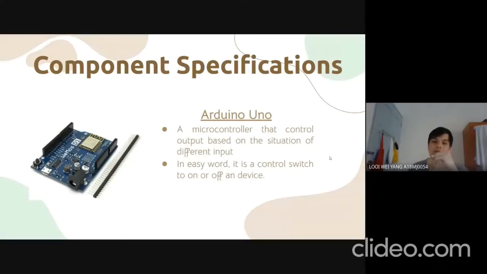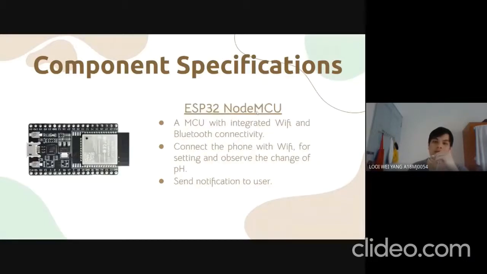The ESP32 NodeMCU is an MCU with integrated Wi-Fi and Bluetooth connectivity, and we use it to connect the phone with Wi-Fi. The user can set and observe the change of pH by using the phone. Then it can also send a notification to the user.